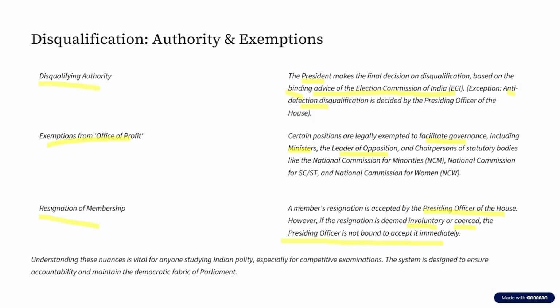So this is an overview of the topic Lok Sabha. I hope you have understood this topic.